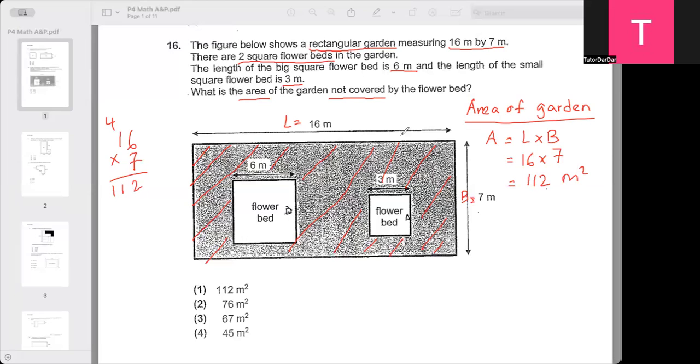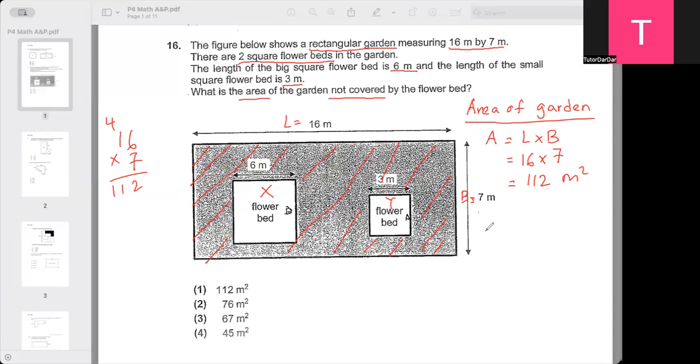Now, you know the area of the garden already, and you want this shaded area. So it's obvious that we have to take away this flower bed and this flower bed so that you will get the area of this shaded part. So the first flower bed, I will give the name X, and this is flower bed Y. You know flower bed X and flower bed Y are both square.